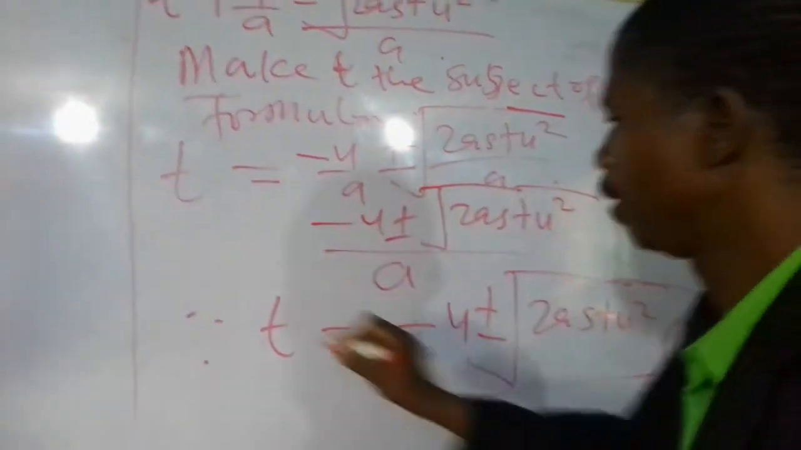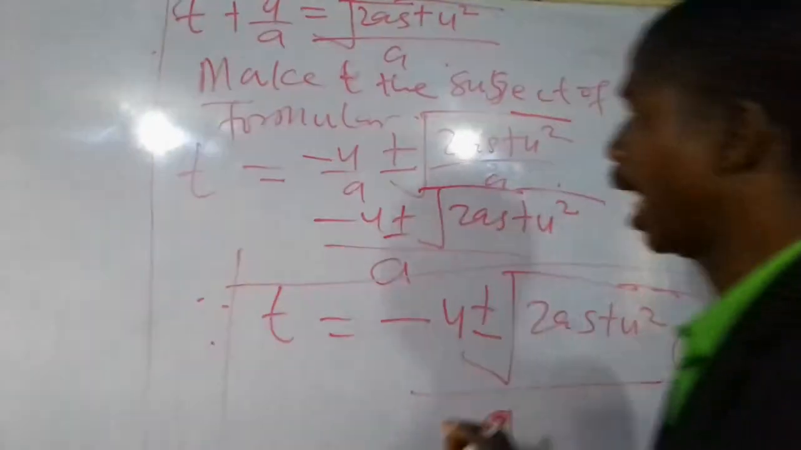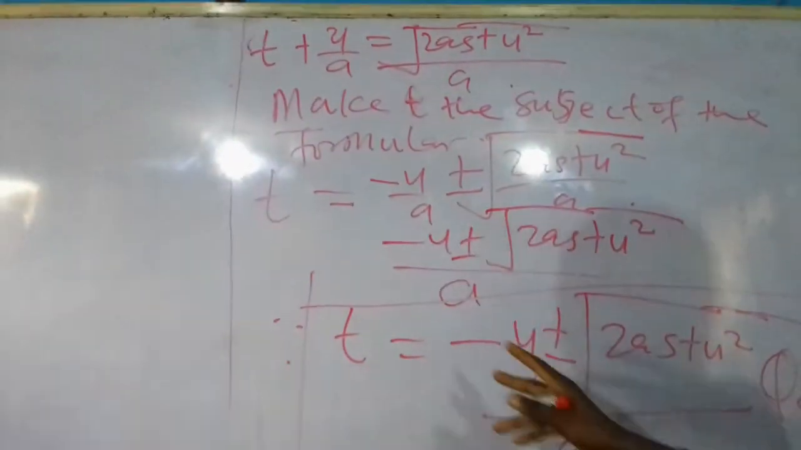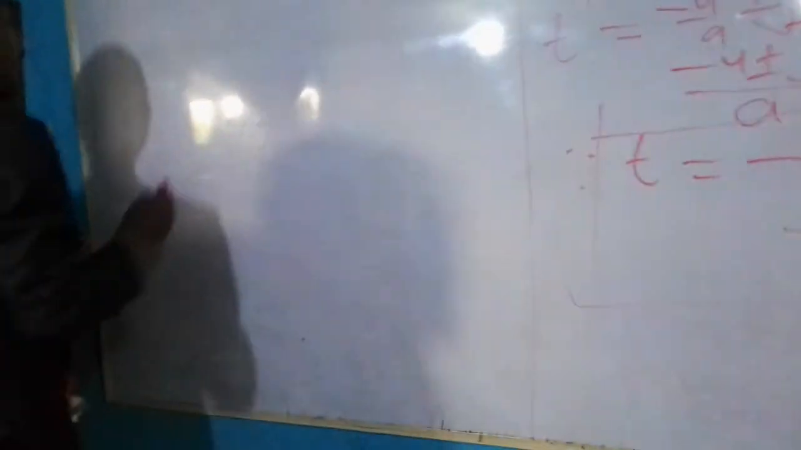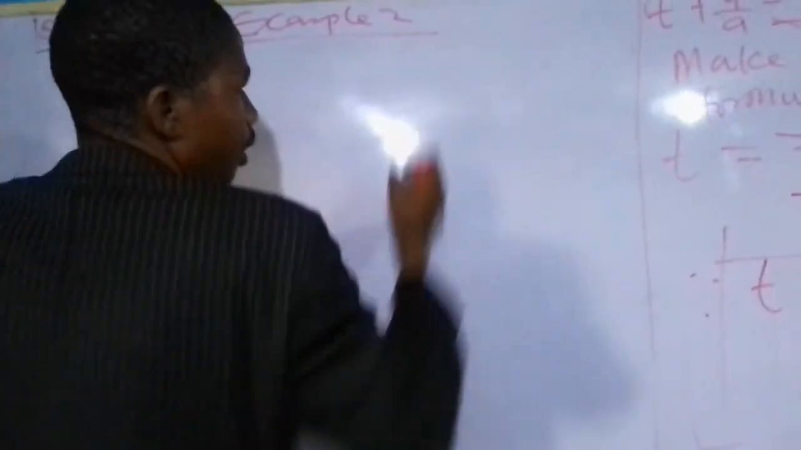We have proved the formula. So that means that we were having 2T the other time, and we are only left with 1T. Let's look at the second question. Example 2. Make T the subject of the formula.